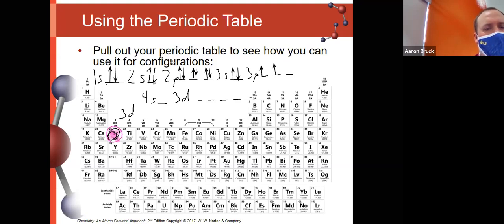But you're going to fill up all of the orbitals until you get to that 3D sublevel. Now we need to look at scandium's position. Scandium is the first electron in that sublevel, so it is the only electron in that sublevel. And by convention, it is spin up and in that first slot. And so that's all that we needed to do.